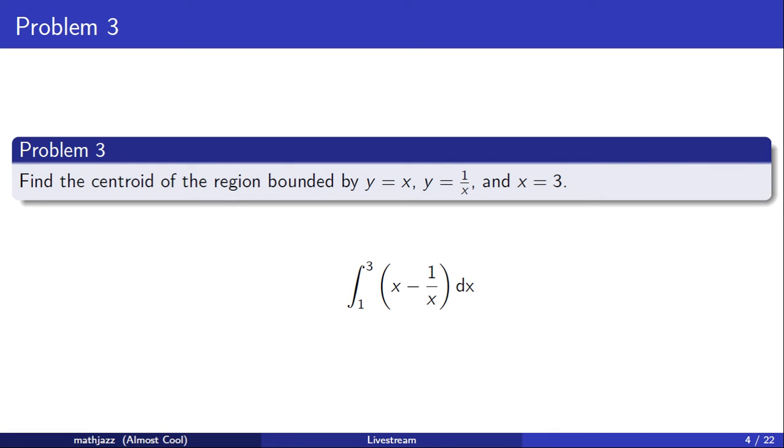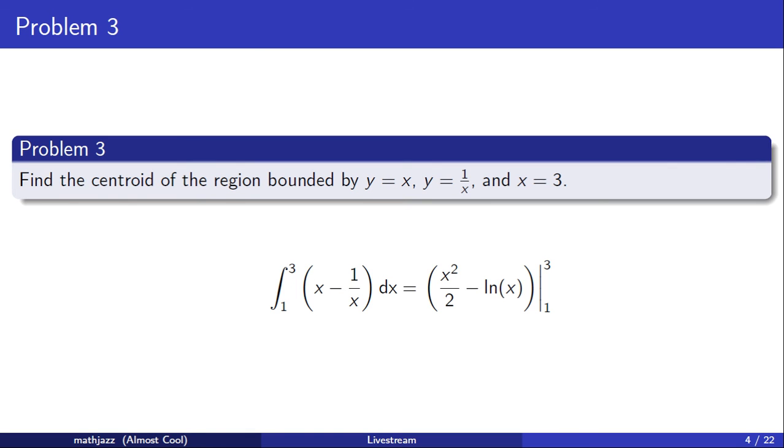We put x first because x is bigger than 1 over x on the interval that we're looking at. So this will give us a positive area. If you do it backwards and put the wrong function first, you'll get the same absolute value, but you'll have a negative sign. And so to fix that, you just switch the sign. It's no big deal.